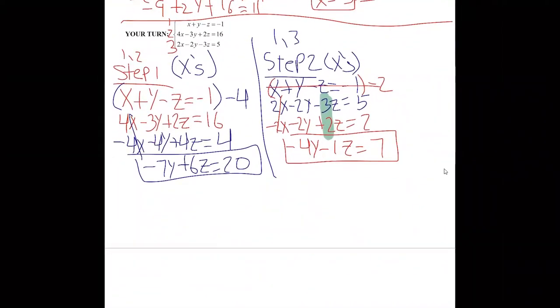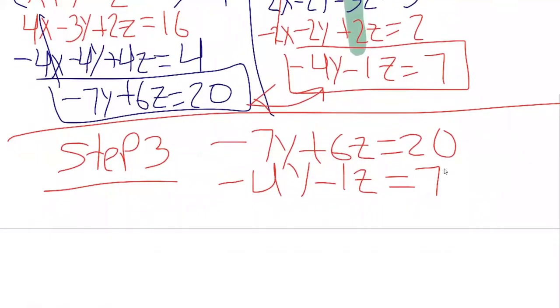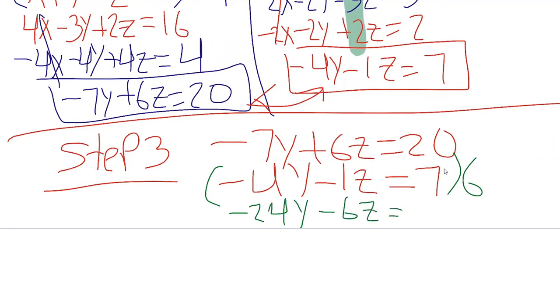I'm running a little low on space, so I'm gonna just do step 3 here. But step 3, we're gonna put these two equations together. So I'm just gonna copy that -7y plus 6z equals 20, and our -4y minus 1z equals 7. So we want to get rid of either of our variables, either the y's or the z's, but the z's look a little bit easier because to get the opposite of 6z, I could just multiply the bottom by 6. So that would be -24y minus 6z. 7 times 6 is 42.